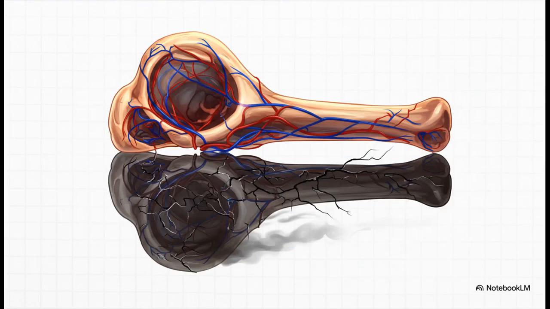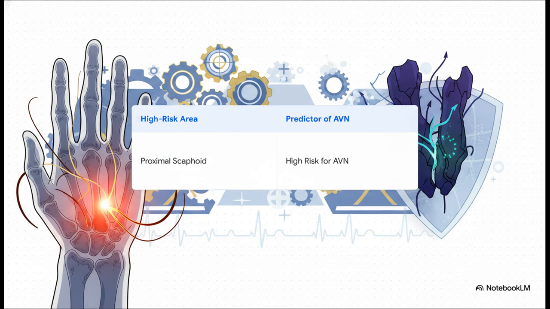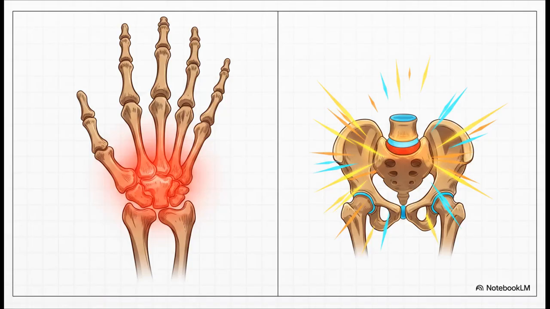All right, let's switch gears to AVN. This is a condition you really don't want to miss. So what is it? Simply put, it's bone death from a lack of blood supply. In the wrist, a proximal scaphoid fracture, that's a super high risk for AVN. Now in the hip, a displaced femoral head is a major predictor of AVN. So to recap AVN, you're checking the proximal scaphoid and any femoral head displacement.